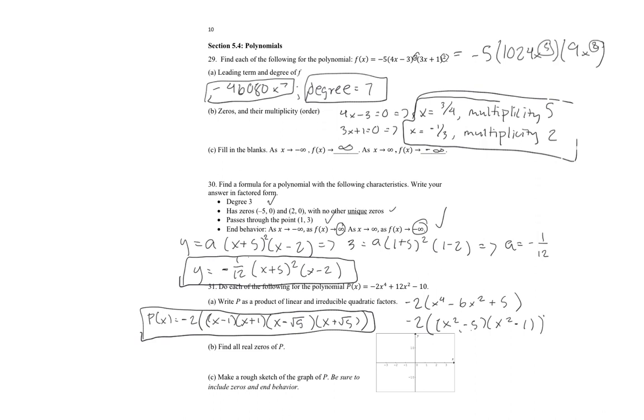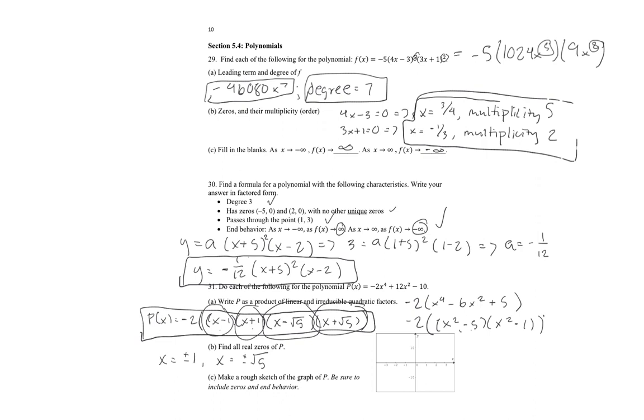So if we're looking for all real zeros of P, we just have to take all of these factors, set them equal to 0, and solve. If we do that, we'll get x equal to negative 1 and positive 1, so plus or minus 1. And the same thing happens with the radical 5s. So x is going to be equal to plus or minus radical 5.